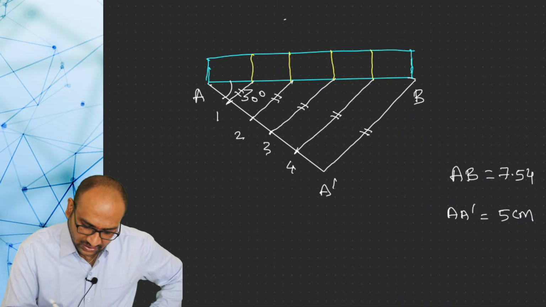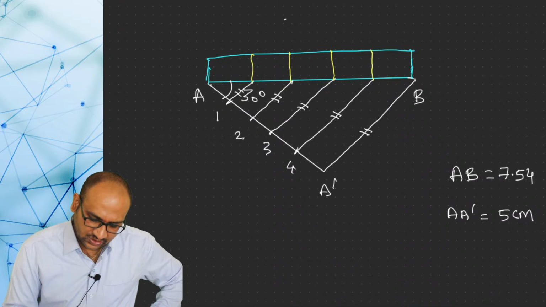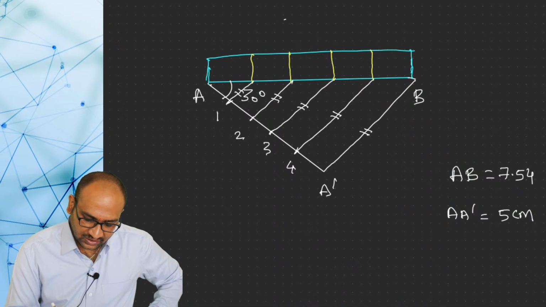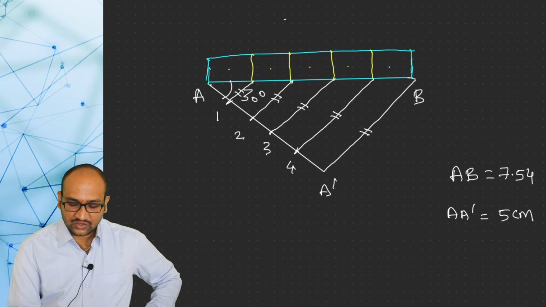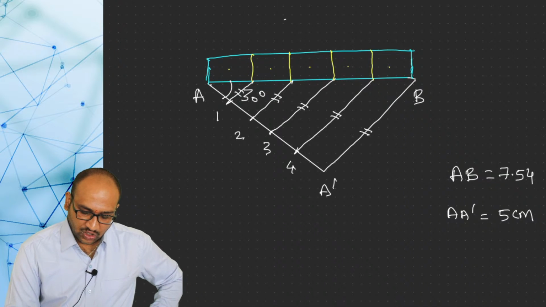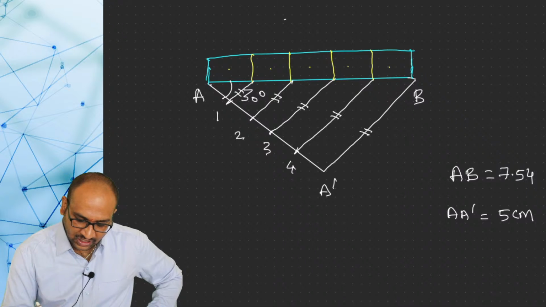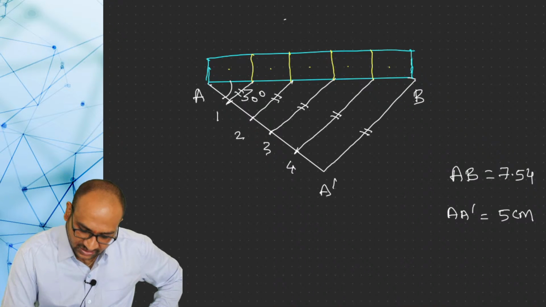Next, here a total of 5 boxes are there. Each box here represents 1 yard. This is 1, 2, 3, 4, 5. Total 5 boxes are there. So each box represents 1 yard. That one you need to represent over here.